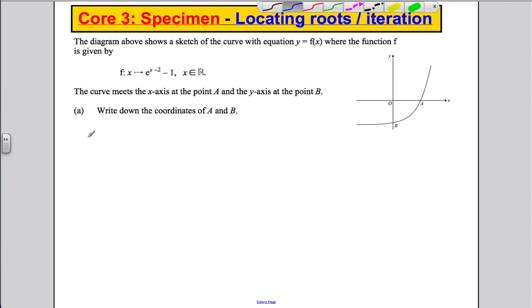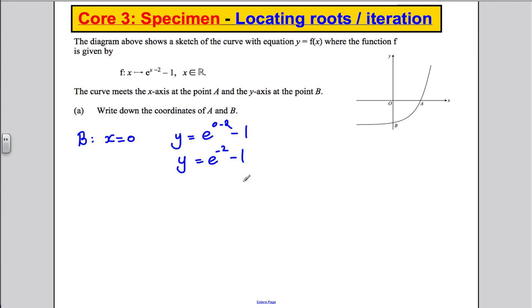Well, let's do b first, that's when x is equal to 0. When x is equal to 0, you get y is equal to e to the 0 subtract 2 minus 1, and y would be e to the negative 2 subtract 1. So the coordinates of b are therefore 0, e to the negative 2 subtract 1.